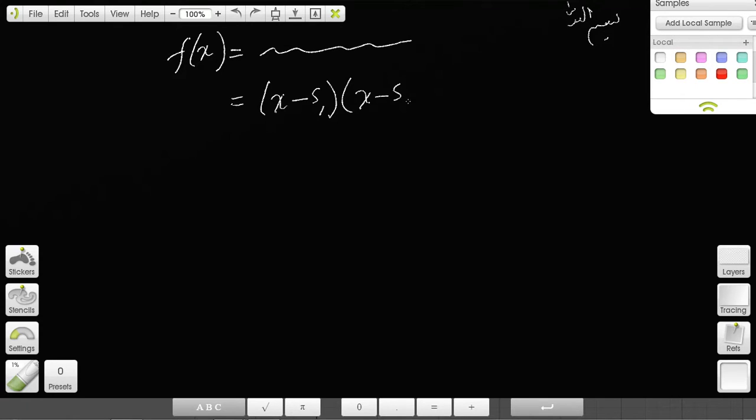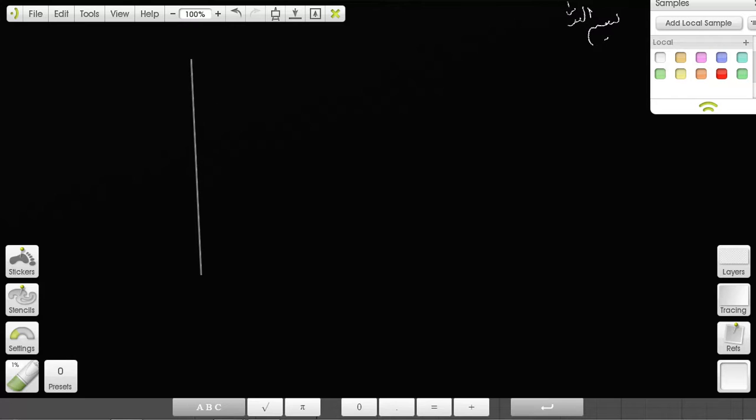I'm sorry. And these are the factors of this function. Now, this might be the only factors, or there might be some other left over here. Now, why is that? Why can we say that? Okay? Why can we say that? The reason is, this is from the zero product property, right?